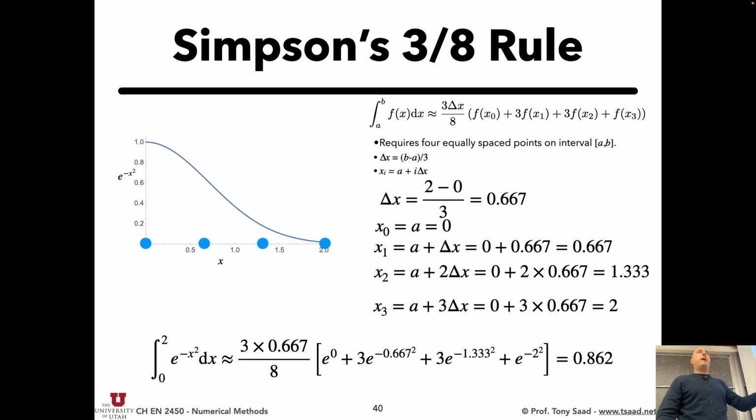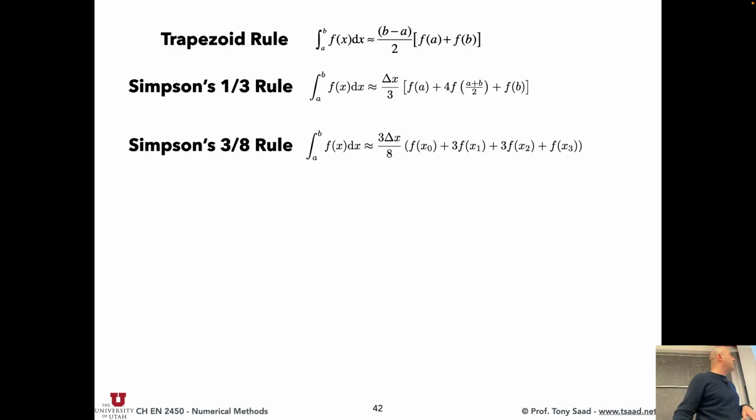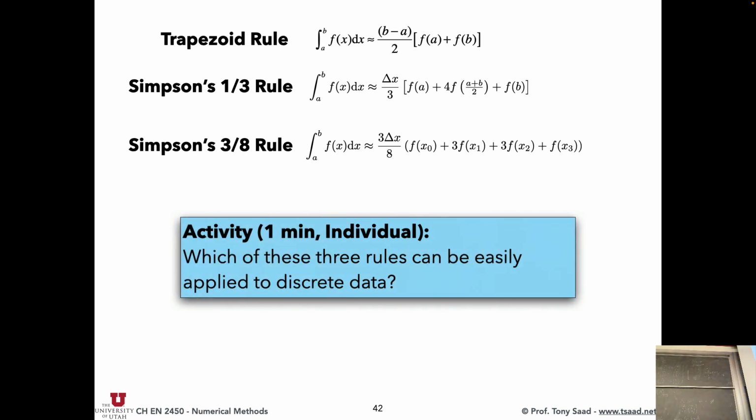Now we can do the same thing for all of these rules, the trapezoidal rule, Simpson's 1/3 and 3/8 rules. We can apply them in a composite fashion. You take a continuous function, split it into subintervals, and apply each one of those rules to each subinterval. Same thing, you just implement those formulas exactly. Now the question that your colleague asked: which of these methods is the easiest to apply to discrete data? Trapezoidal rule, Simpson's 1/3, or Simpson's 3/8?